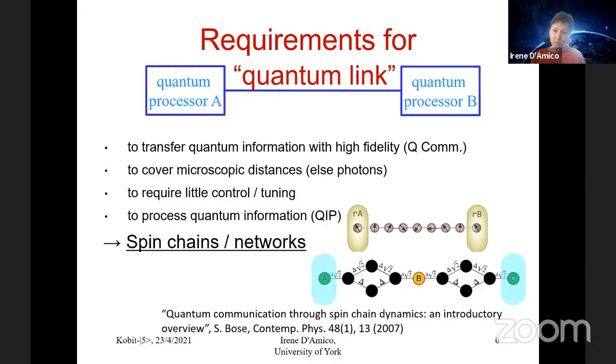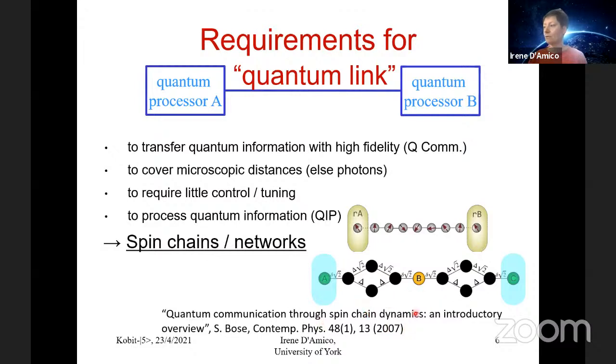is a good way to implement this type of requirements. Now, about the words, we sometimes refer to spin chains for both a linear chain and something more complicated, like a network. And similarly, we sometimes use spin networks for something that is usually more complicated than a linear chain, but also includes the linear chain. So you can find these two terminologies kind of interchanged a bit in this type of literature.